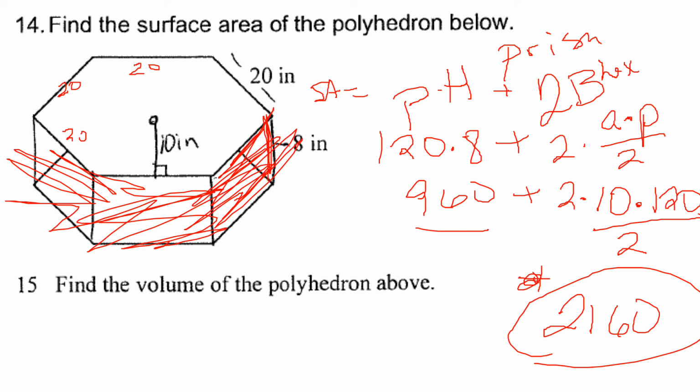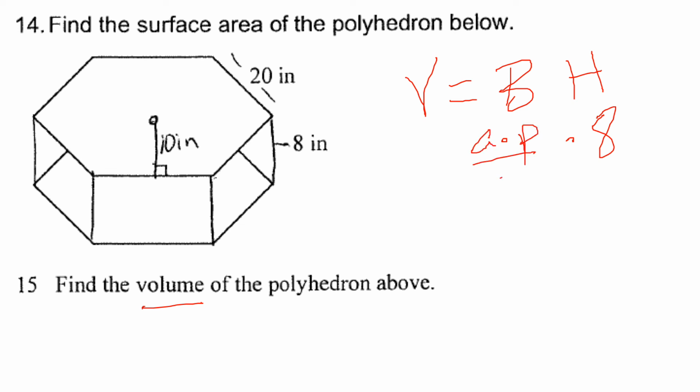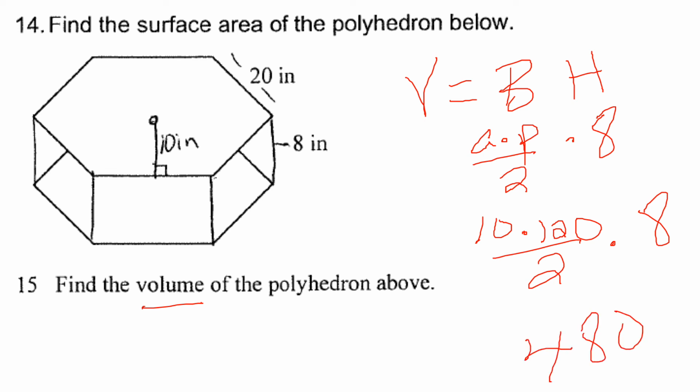All right, and finally, number 15, the volume of the same shape. Volume of a prism is still a prism. Big B times height. It's the same height, 8. It's the same big B, the apothem times perimeter over 2. The apothem was 10, the perimeter was 120, sitting on top of 2, times the 8. And you get 4,800. Okay, normally this is a bigger number than the surface area, but it doesn't have to be. When you get to certain numbers, it can be smaller.